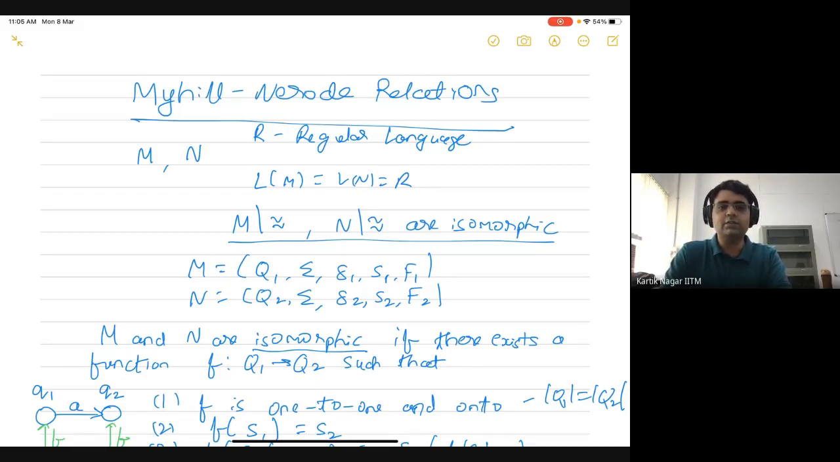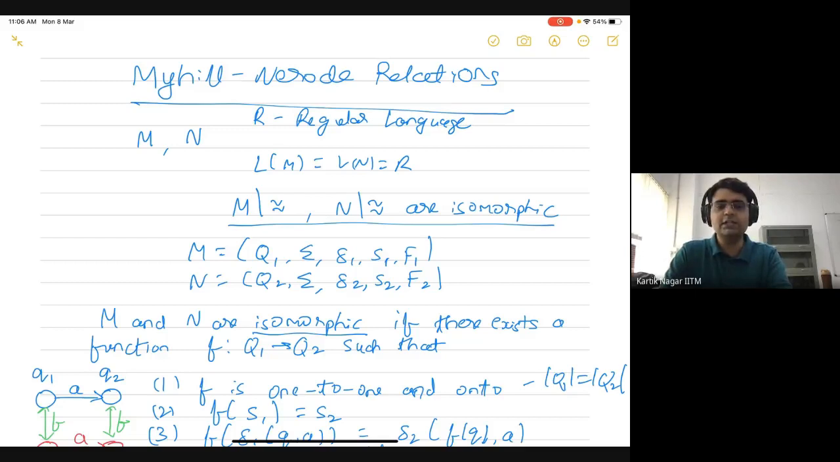Okay, so just to briefly recap, what are these Myhill-Nerode relations? The main motivation behind introducing these relations is that we want to show that if you're given a regular language R, and there are two DFAs M and N which accept the same language R, then the collapsed DFAs, which are M modulo the equivalence relation and N modulo the equivalence relation, are both isomorphic, which means that they have the same number of states, and in fact they are in some ways equivalent to each other.